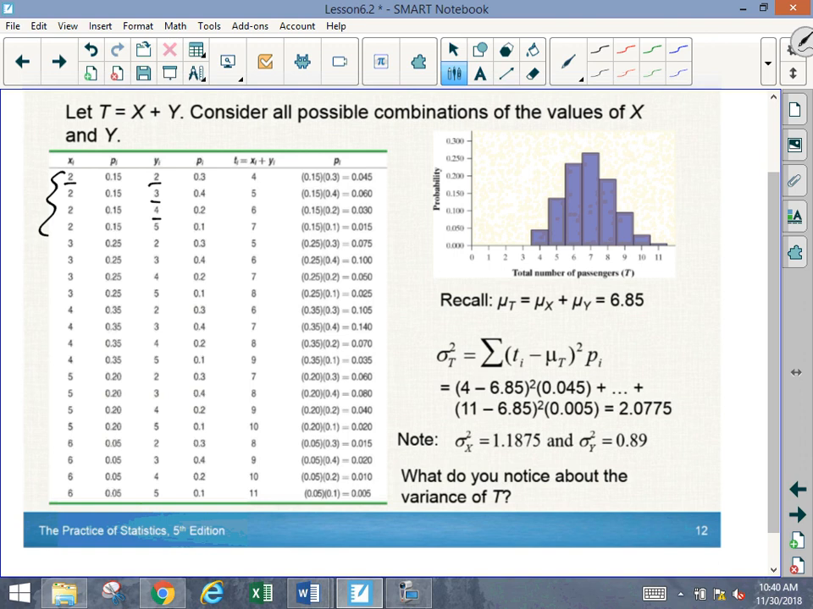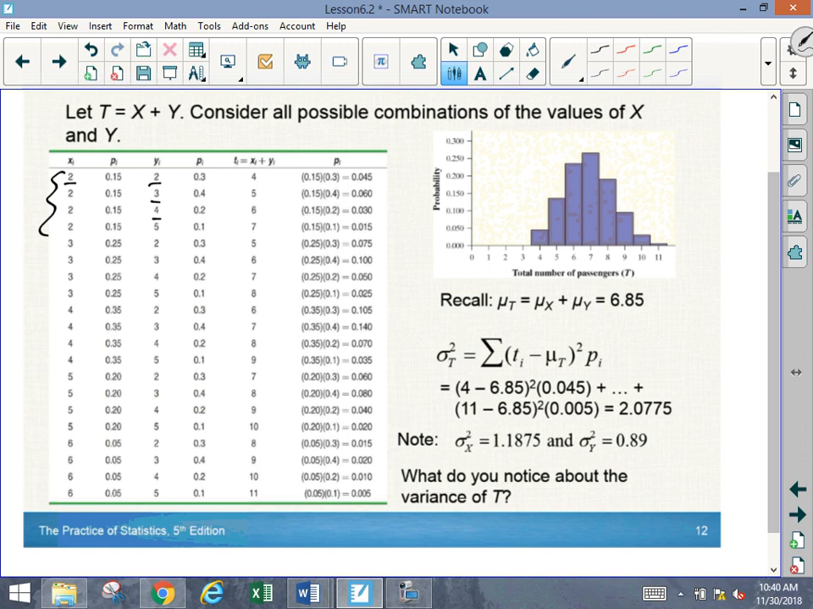Now, keep in mind, you can add or subtract variances. You may not add or subtract standard deviations. So if you need to add or subtract two standard deviations, you're going to have to find the variance by squaring, then combine, and then bring it back down by taking the square root.